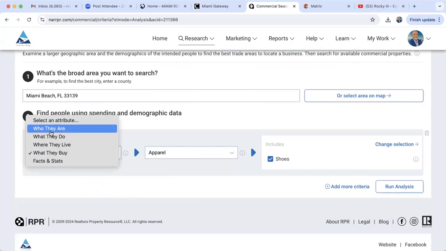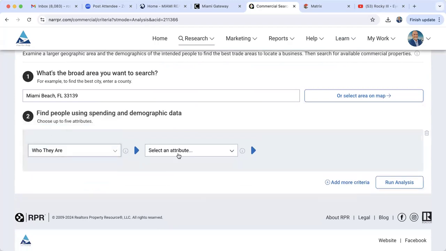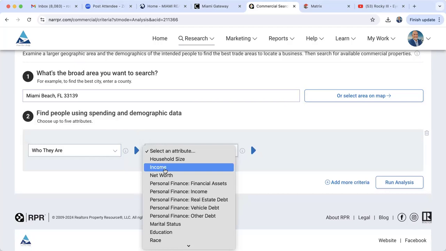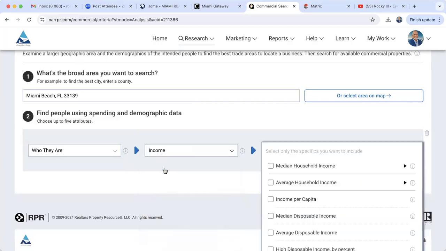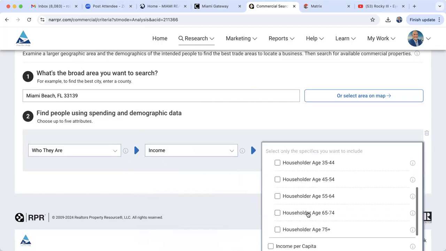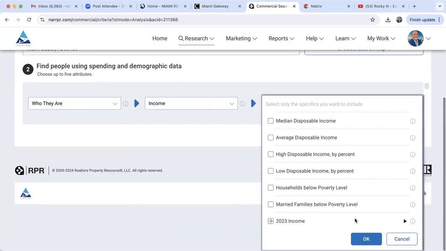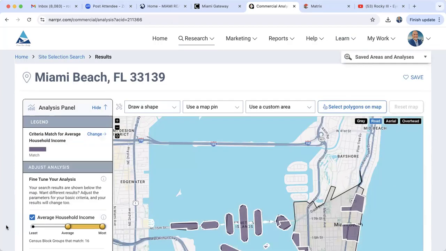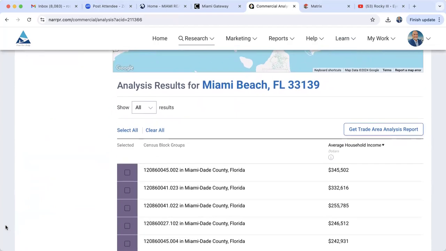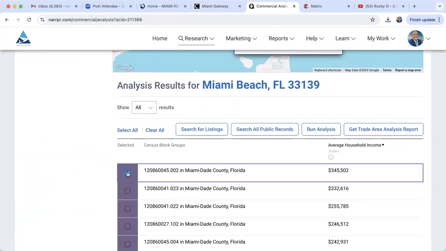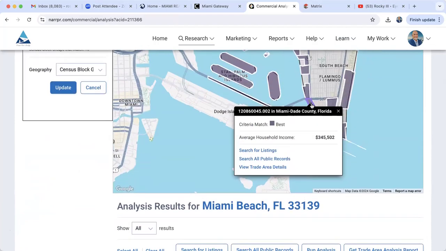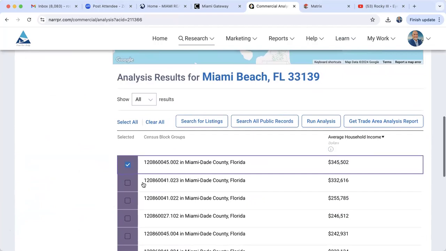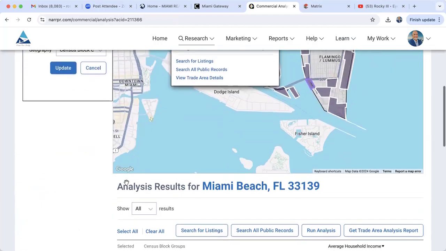Instead of what they buy, we're going to go with who they are and select an attribute. Let's go with income, and we're going to go with average household income. You can go by age group if you like. I'm just going to go with average household income. In zip code 33139, click on run analysis, and we are going to see our average household income. The largest is again that area. No surprise there. Second is that area right there.